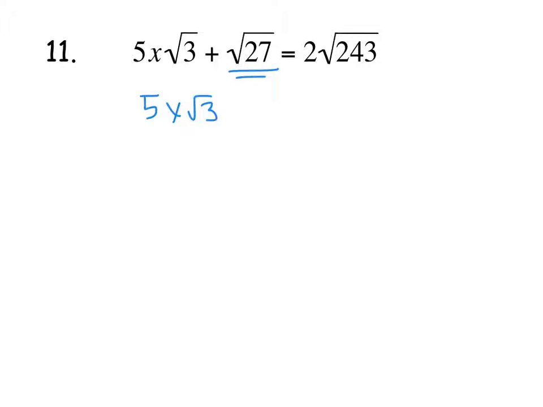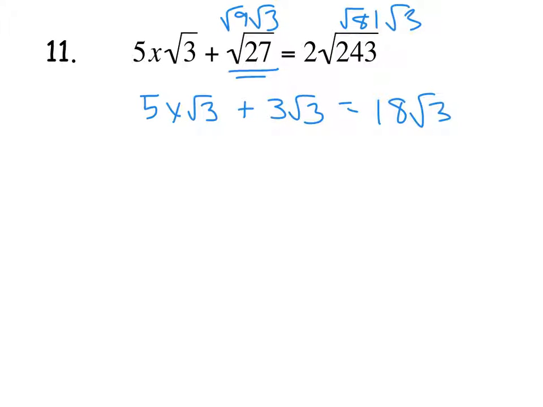Can somebody simplify the square root of 27 for us? Okay, we've got a 3 root 3. If you need help with that, he did 9 times 3 is 27 and the square root of 9 is 3. Okay, and then equals 2 and what can we break down the square root of 243 to be? I think I heard an 81 times 3. What's the square root of 81? 9. So what's 2 times 9? So let's actually make this 18 root 3.